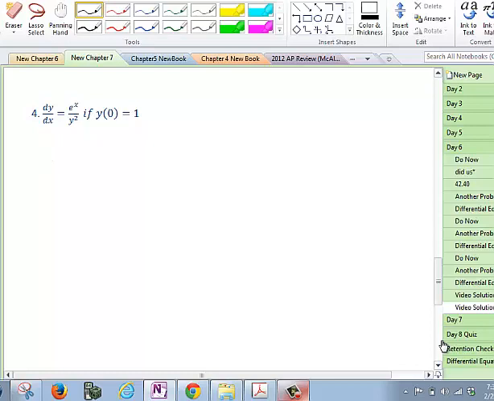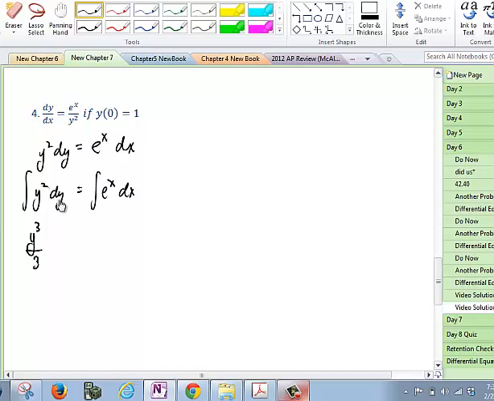So we separate variables: y squared dy equals e to the x dx. Integrate. And the left side is pretty easy to integrate. The right side is even easier. And now we solve for the constant. So when you plug in 0 for x, we get 1 for y.